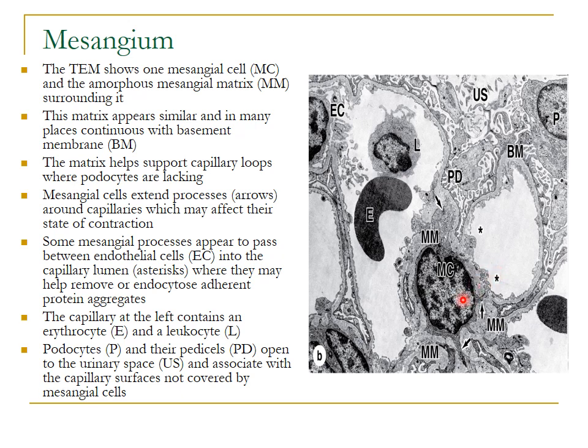Some mesangial cells appear to pass between the endothelial cells and into the capillary lumen, where they help to remove or endocytose adherent protein aggregates. That is, they will clear the filtration barriers or the filtration slits of cellular debris or protein debris. In the capillary at the left, you can see there is an erythrocyte and a leukocyte present, and the podocytes with their pedicels open into the urinary space and associate with the capillary surfaces not covered by the mesangial cells.